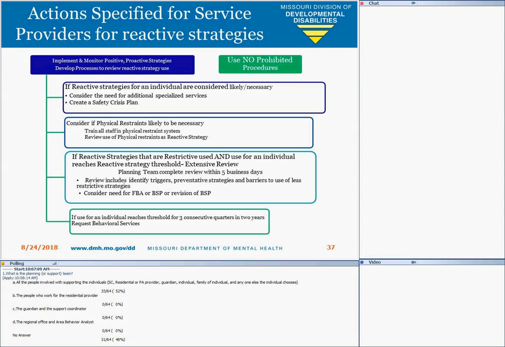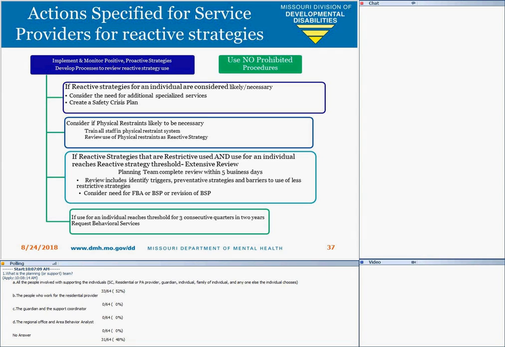But if something happens and you have to use a reactive strategy, or a reactive strategy is considered likely and necessary for somebody, then the team considers, are there specialized services that might help in this situation, that might help so that we don't have to use reactive strategies? Maybe some needs aren't being met. So secure other specialized services. And if you think you have to use reactive, restrictive strategies, you should create a safety crisis plan beforehand so everyone knows what to do, and you're not leaving the family or the direct care staff trying to figure out what to do in the middle of a crisis.